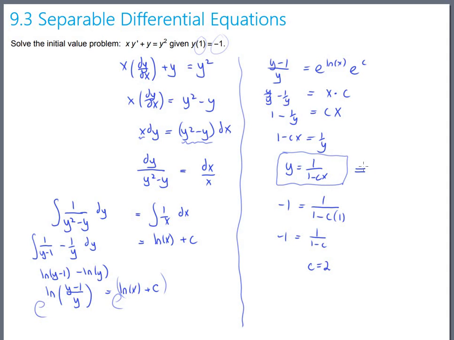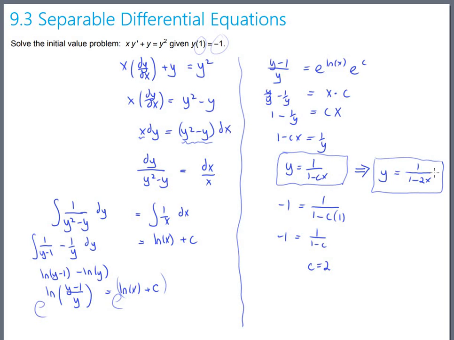So my ultimate answer to the initial value problem that specifically goes through the points that they wanted us to go through is y equals 1 over 1 minus 2x. There it is. Simple enough.